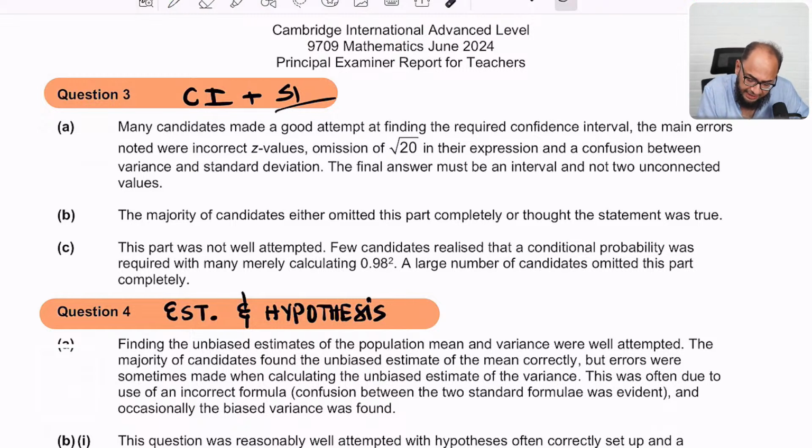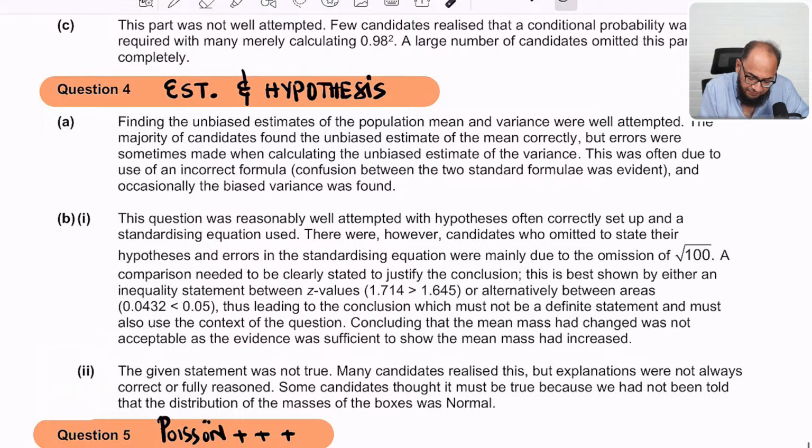Confidence interval in S1. The knowledge of S1, that was conditional probability that was used. That is the main thing. Finding unbiased estimates of population mean and variance was well attempted. Majority of candidates found them, but errors were sometimes made when calculating the unbiased estimate of variance because they were not using the right formula. Often they use an incorrect formula.